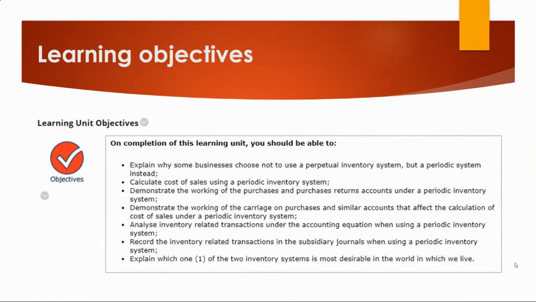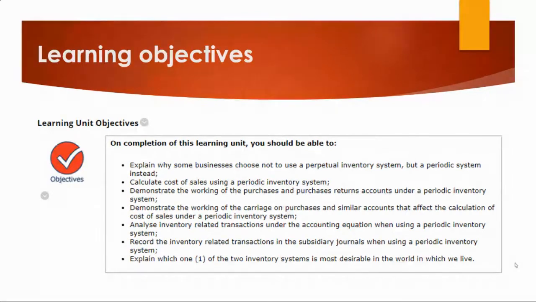Okay, so let's quickly look at the learning objectives for this specific learning unit. The first thing is you need to be able to explain why some businesses choose not to use a perpetual inventory system, but a periodic inventory system instead. Calculate the cost of sales using a periodic inventory system. Demonstrate the working of the purchases and purchase returns account under a periodic inventory system.